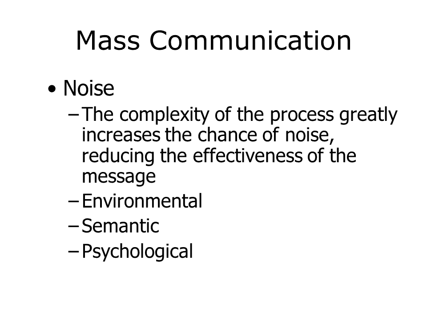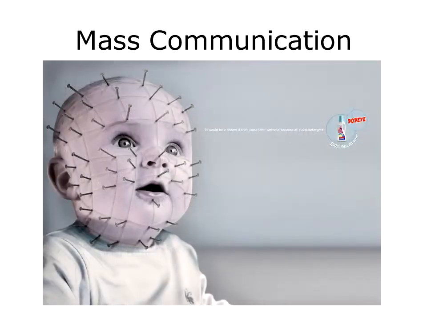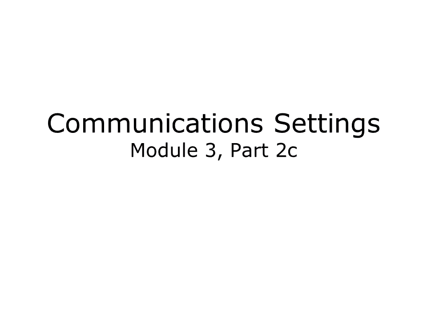The complexity of the communications process greatly increases the chance of noise, and it reduces the effectiveness of the message. And you have the same environmental, semantic, and psychological elements of noise. In the next part of Module 3, we'll take a look at some common characteristics of mass communication.